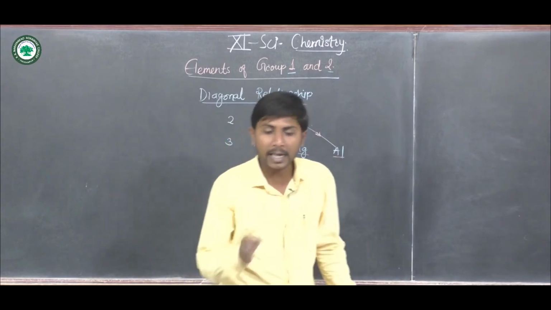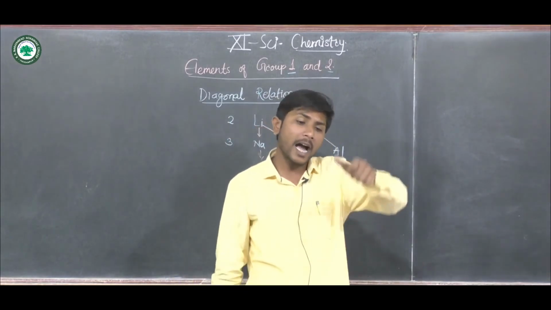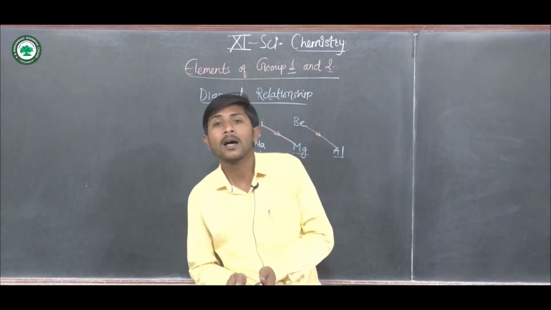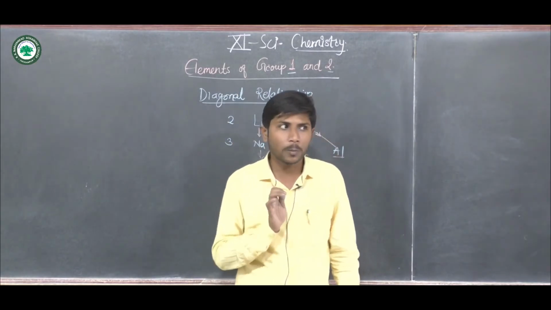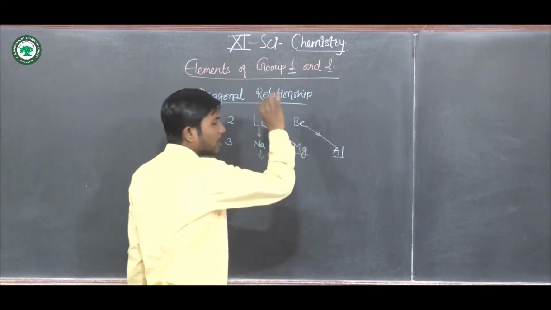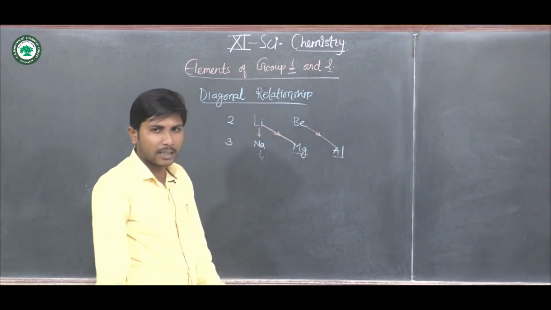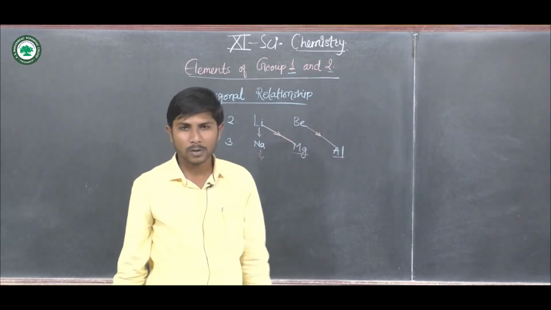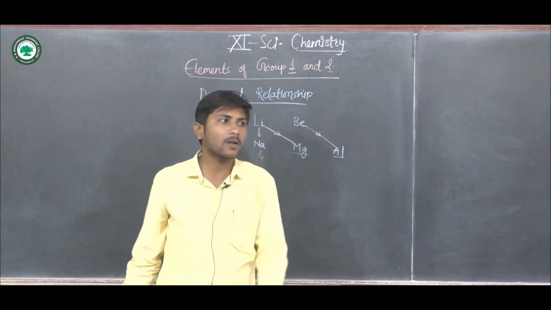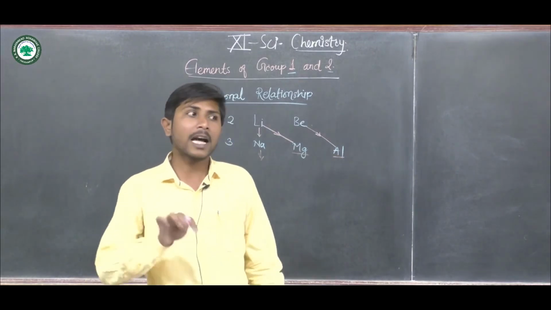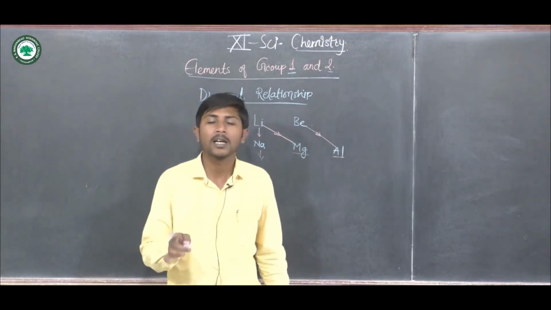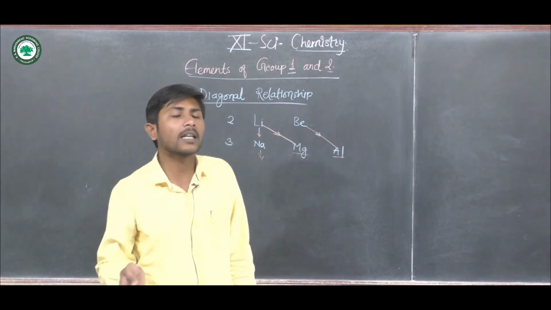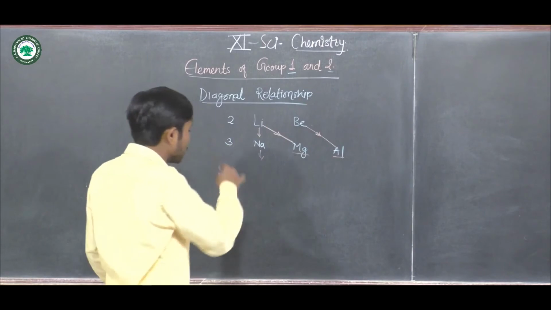As we know, the elements belonging to group first, second, and from 13 to 18, these s and p block elements, or these groups, are known as main group elements. That's why there is a diagonal relationship: the alkali metal lithium shows properties like the alkaline earth metal magnesium, and beryllium shows properties like aluminium. They are present on a diagonal, and that's why the relation between their physical properties is a diagonal relationship.